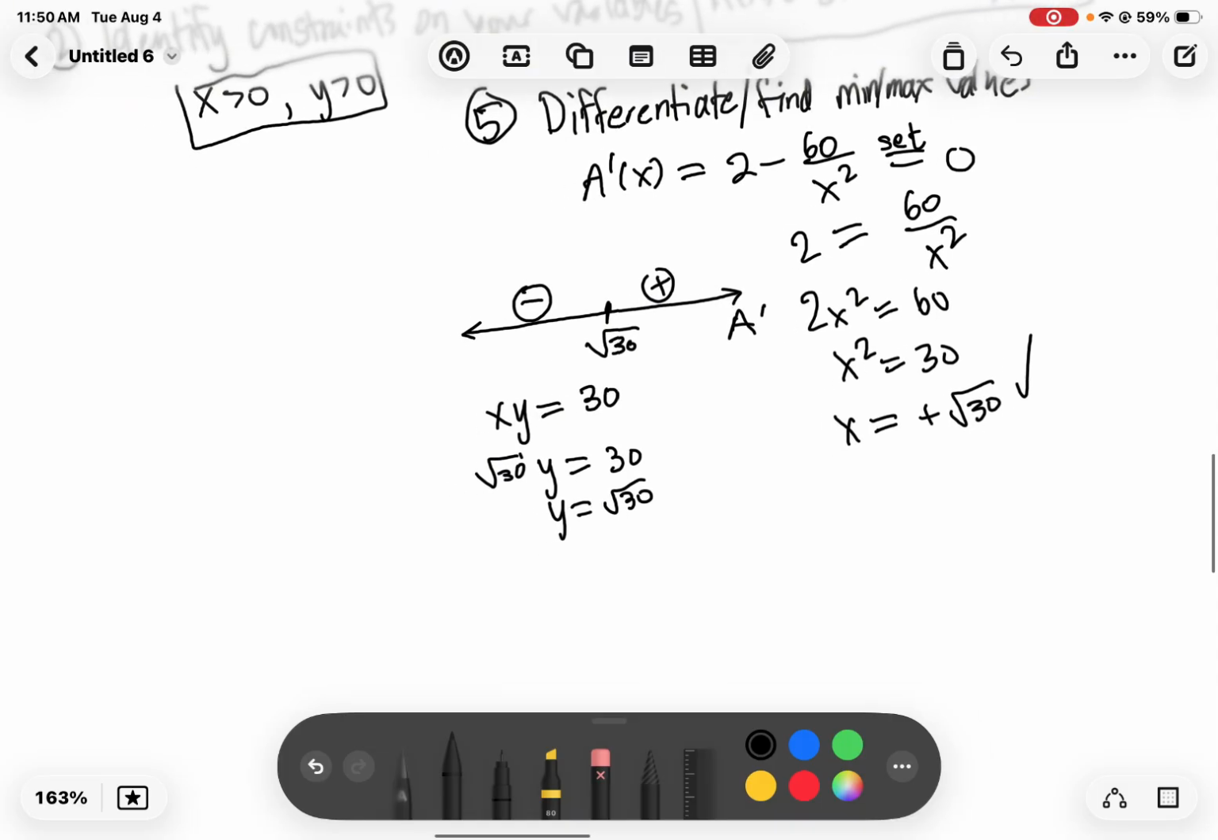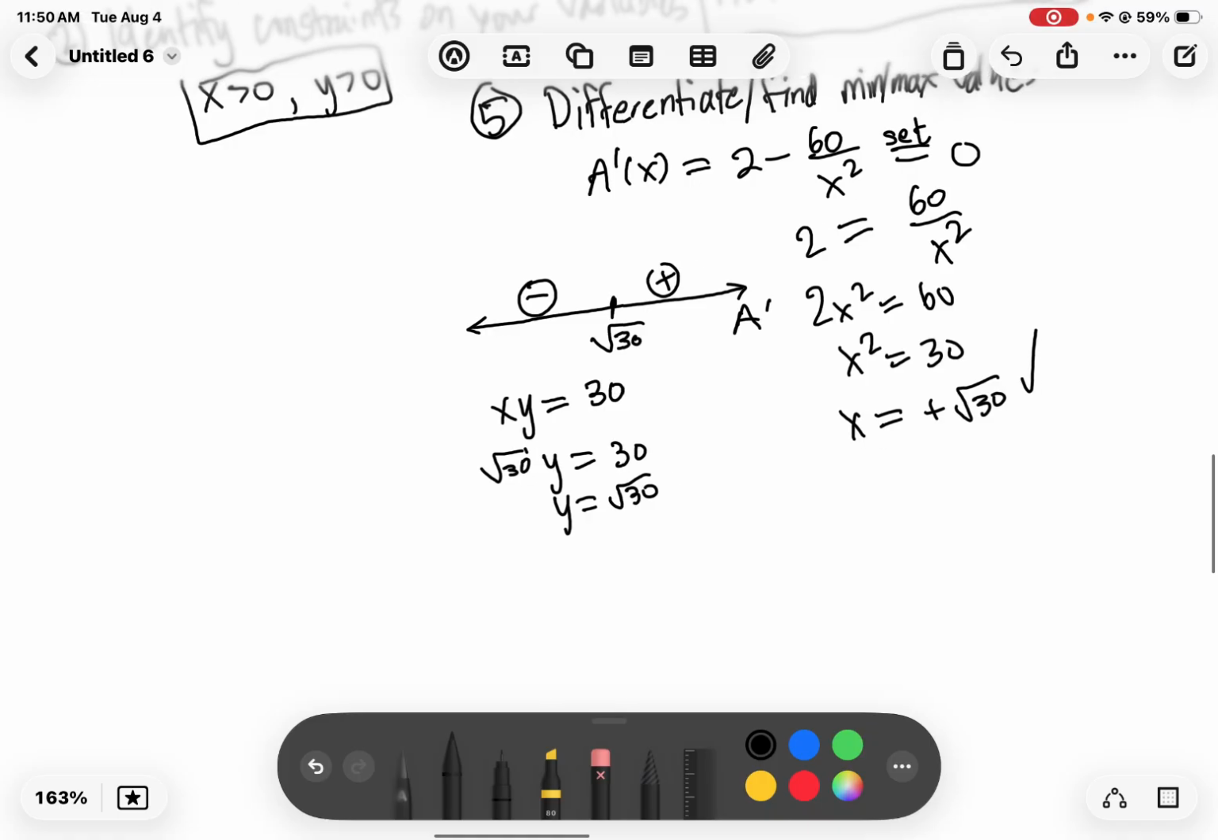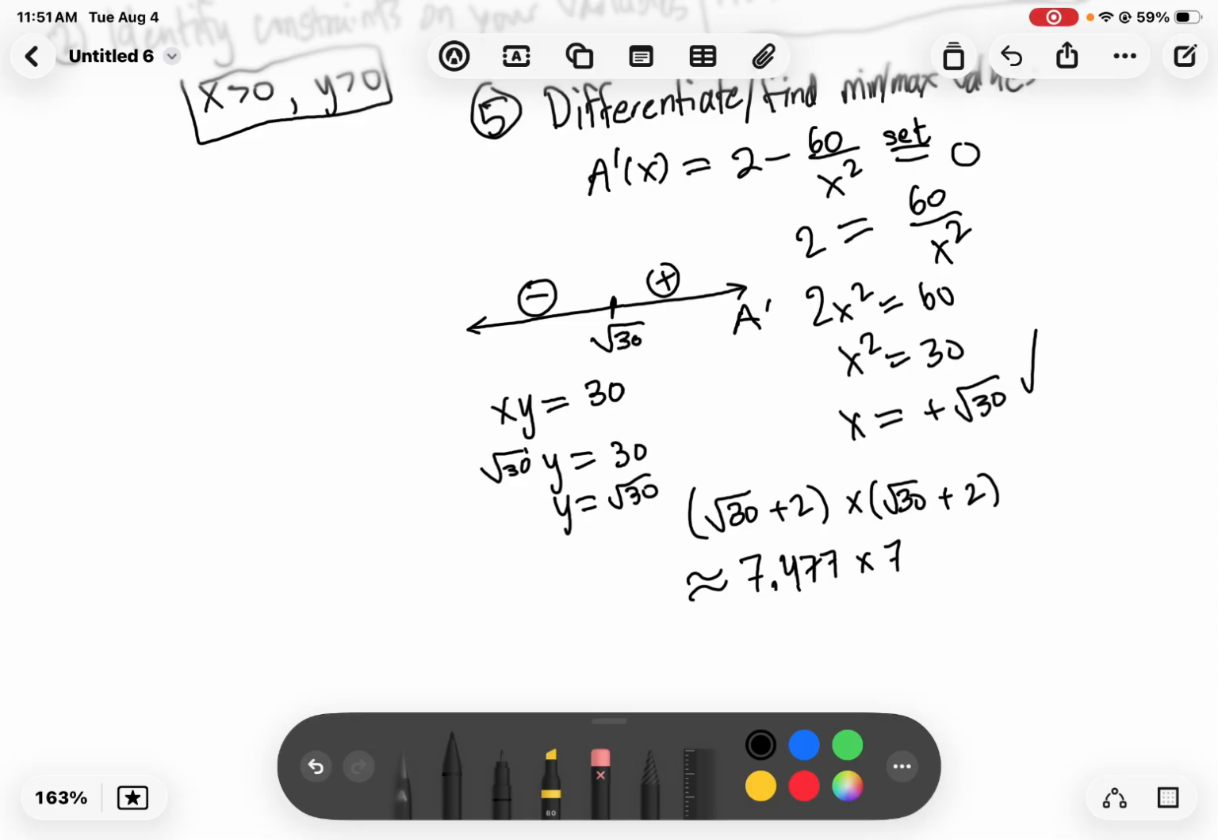But now that we have x and y, we can go ahead and find the dimensions of our page. So it is square root of 30 plus 2 by square root of 30 plus 2. All right, and this is approximately 7.477 by 7.477 inches in this case.